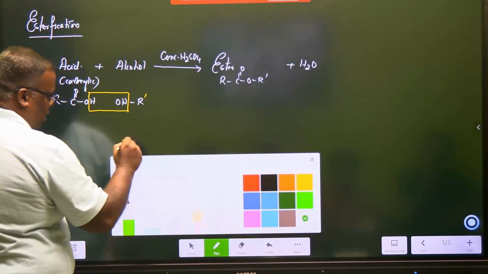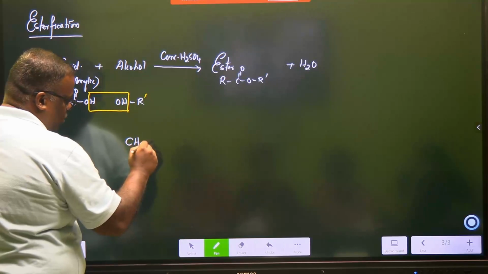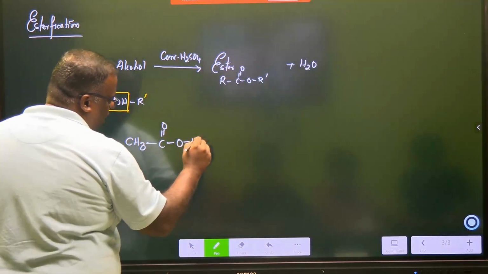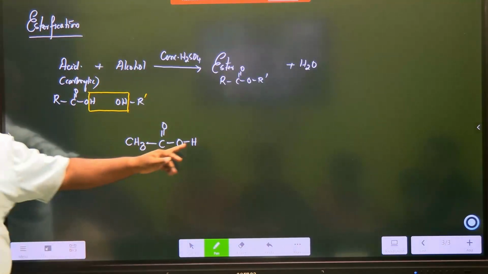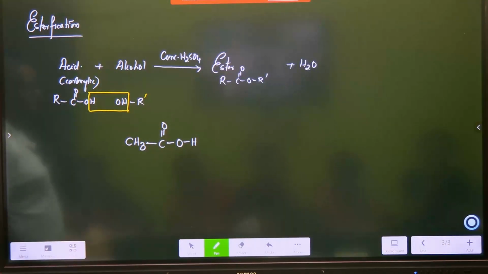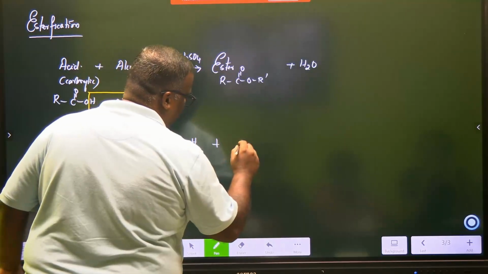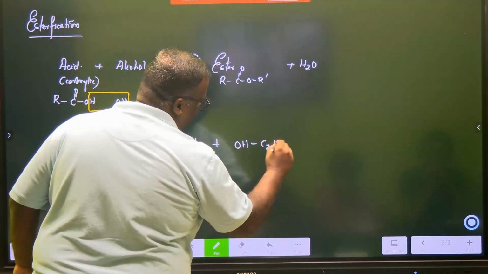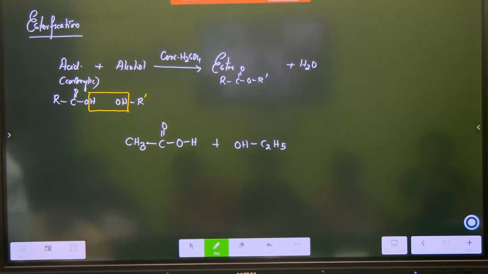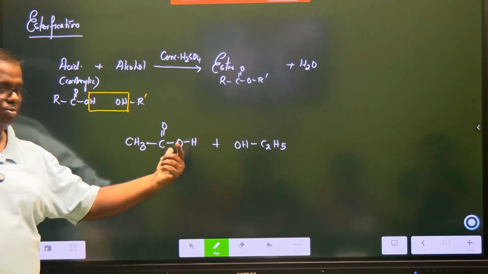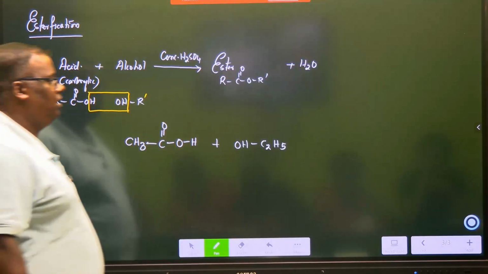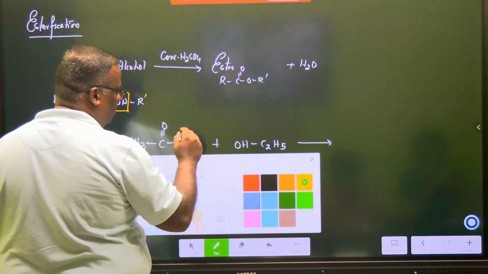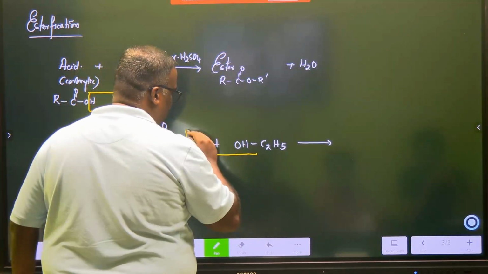So let's write it. Ethanoic acid we are learning, which is CH3, C double bond O, OH. I have deliberately written it like this, opened up a little. It will react with, say, ethanol. What is ethanol? OH C2H5. This is ethanol, C2H5OH. Deliberately, I have twisted it around. Right? So, what do I expect? I would expect that this much portion will get out.